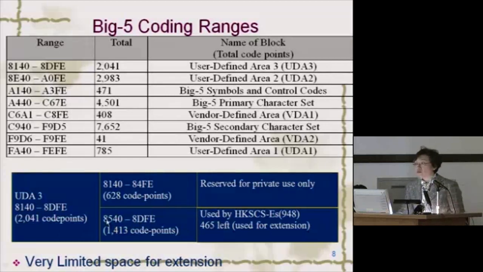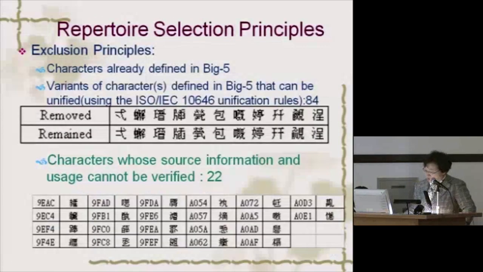Now, after filling up all the 4,000-some characters, in fact, there were only 465 code points left. So there's a very limited space for extension. And this was also one of the reasons that the Hong Kong government wants to migrate to ISO 10646 eventually, because we know we don't have enough place forever.